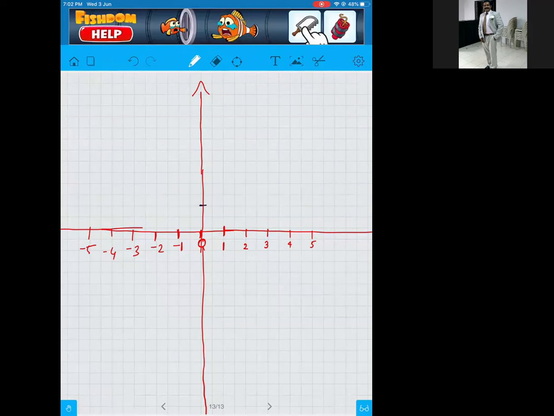Now, so this is basically 1, 2, 3, 4, 5, 6, and 7.